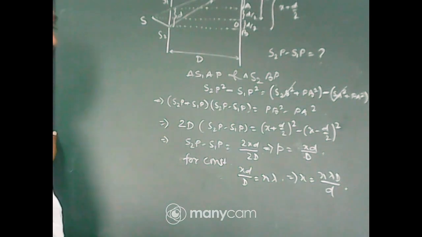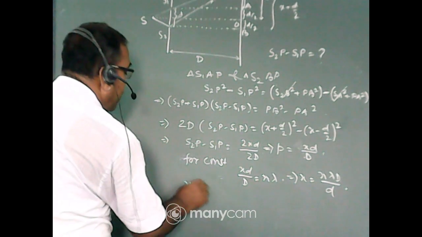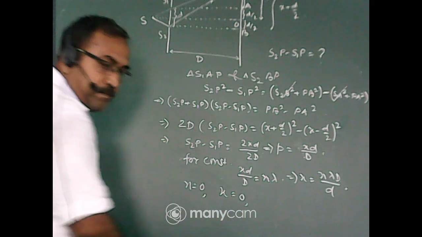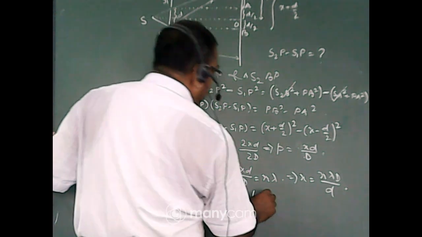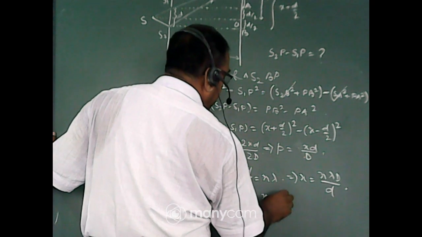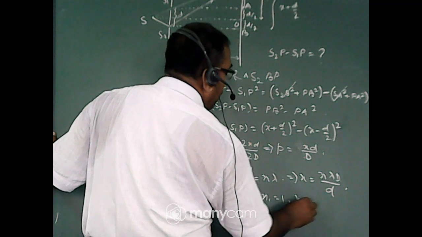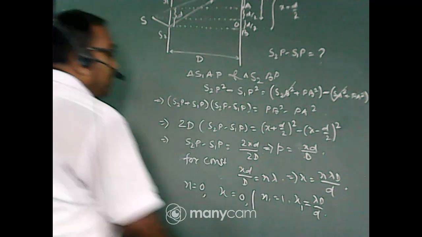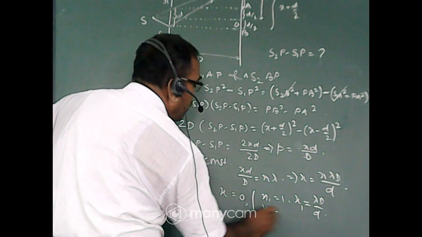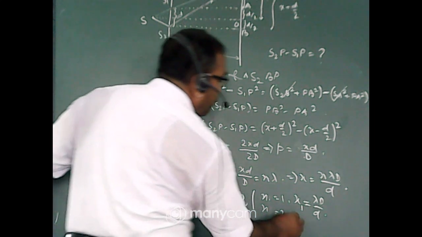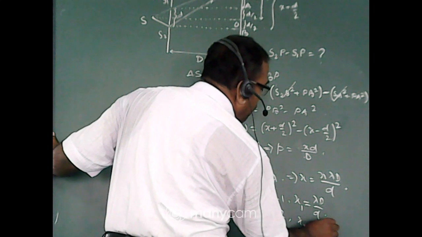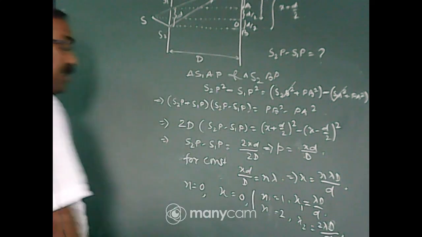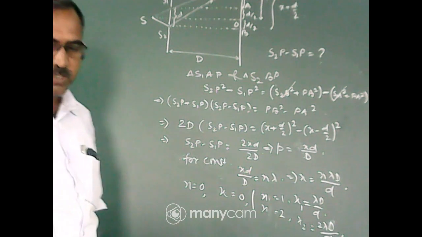If you consider the central maximum, n equals 0, x equals 0. For the first, n equals 1, x1 equals lambda D by d. When n equals 2, x2 equals 2 lambda D by d. You check it, my dear students.